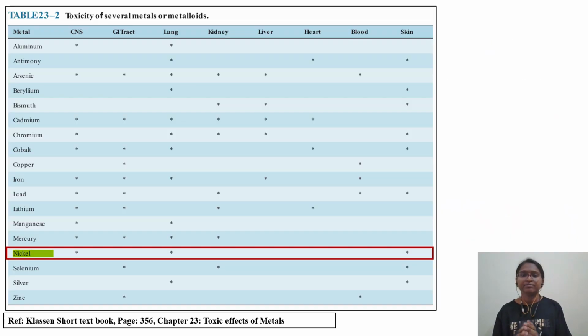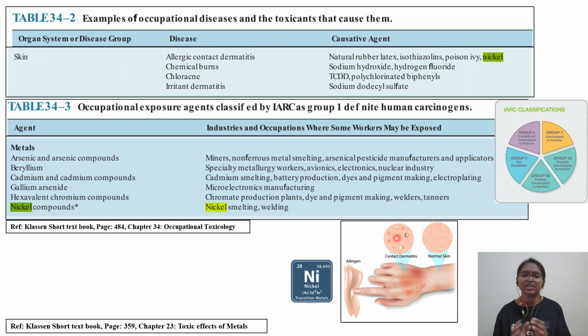Then we'll read, in addition to that, under chapter 23, that is toxic effects of metals, on page number 356, they have given table 23.2. This table lists the metals and the various target organs. This table I have also kept in my previous video. With respect to that, for nickel, three target organs are there. One is the CNS, causing nervous system toxicity. In addition to that, it is causing lung cancer, and it is affecting the skin. On the skin, through dermal exposure, it is causing contact dermatitis.